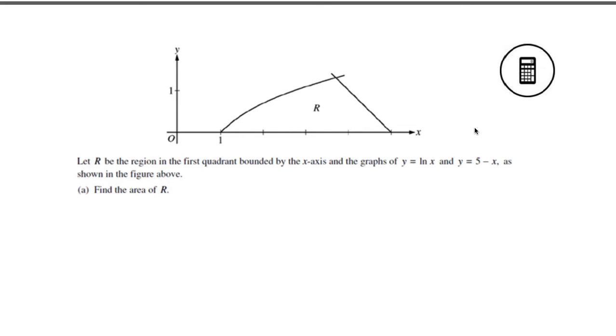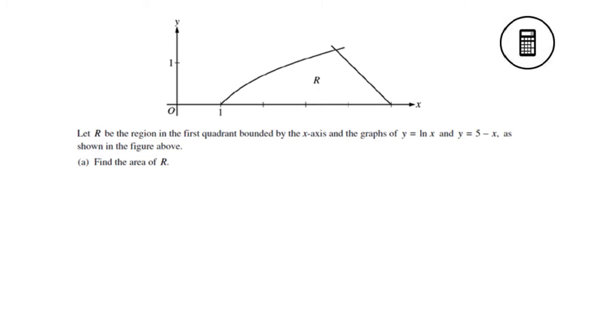This is AP Calculus. This is the final pretest 11 solutions. All right, so let's do this. We have number 1. Find the area of R.